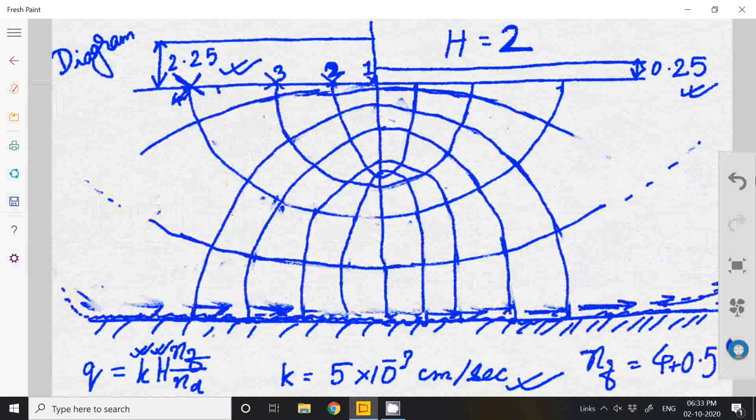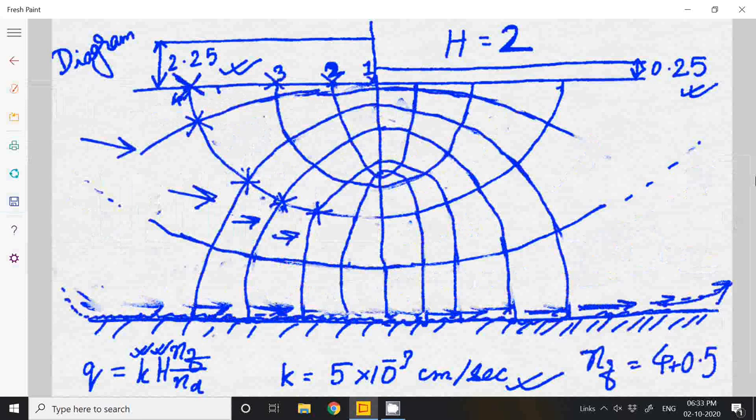Every equipotential line will be a potential drop. So this one is an equipotential line, this one is another equipotential line, this one is another, this one is another, isn't it? So every equipotential line there will be a drop. So there will be first drop, second drop, third drop, fourth drop, fifth drop, sixth drop, seventh, eighth, ninth, 10, 11, 12. So number of potential drops will be 12.